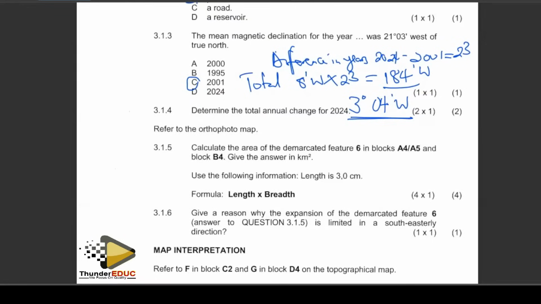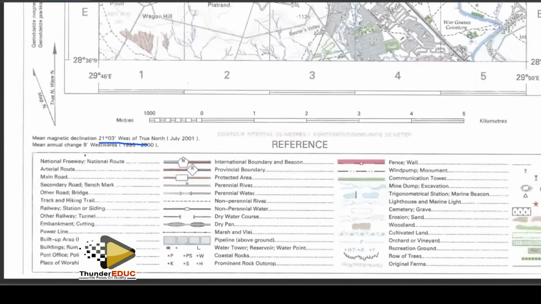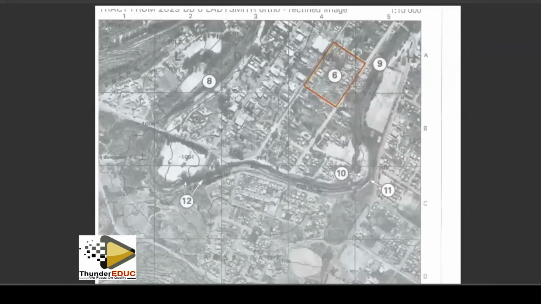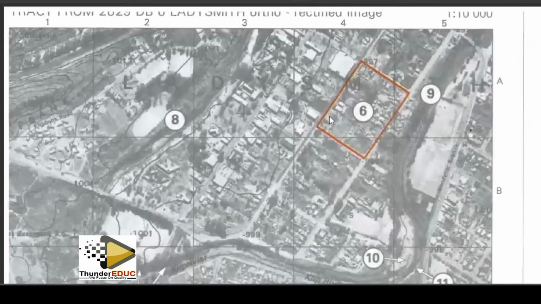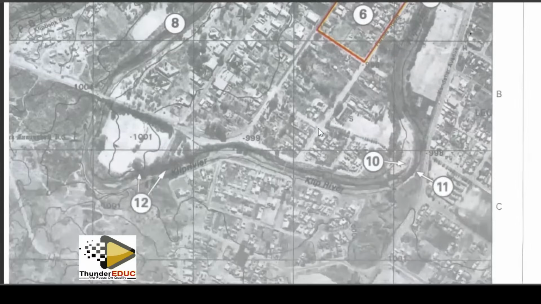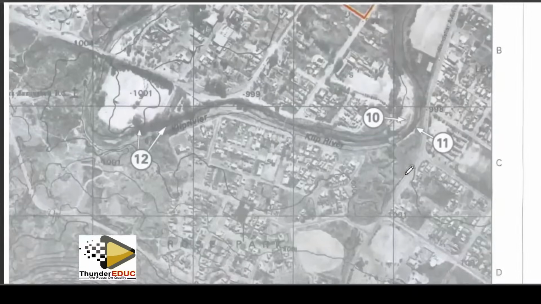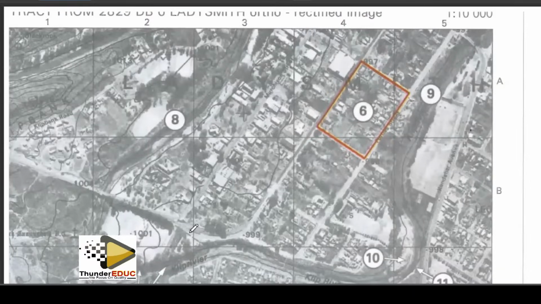Let's go to the topographic map and see where the feature is. Right, the feature in question is this one here, the feature which is labeled 6. We are already given 3 centimeters as the longer side of the feature. According to my measurement, I also found 3 centimeters on the longer side, which is the length of our feature. If you measure accurately, you would get 3 centimeters.